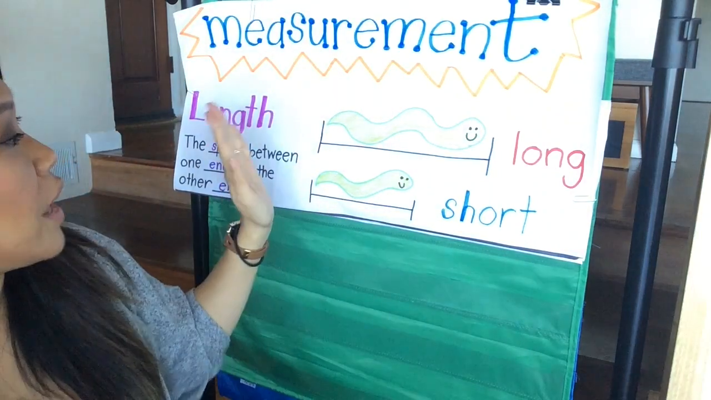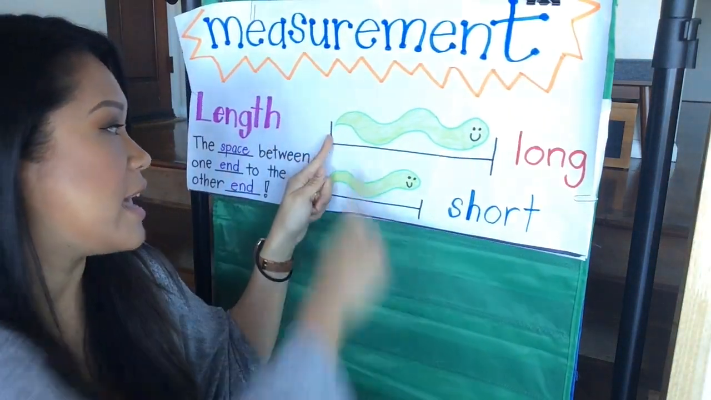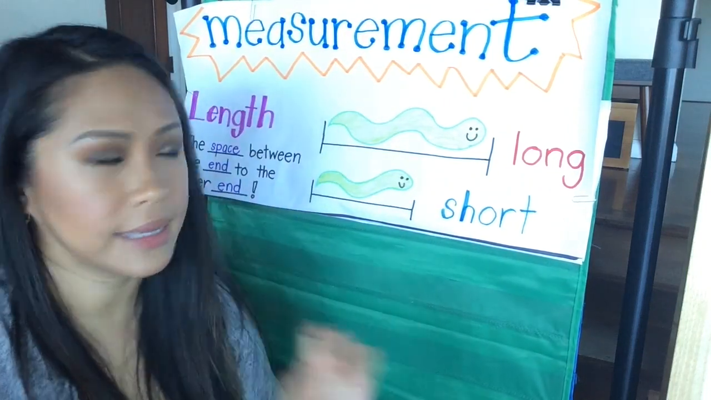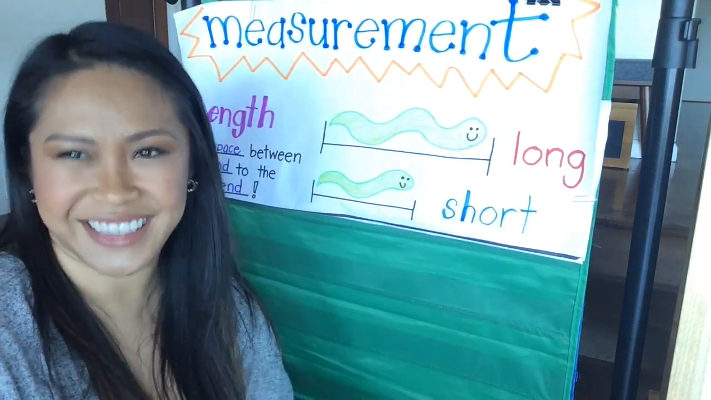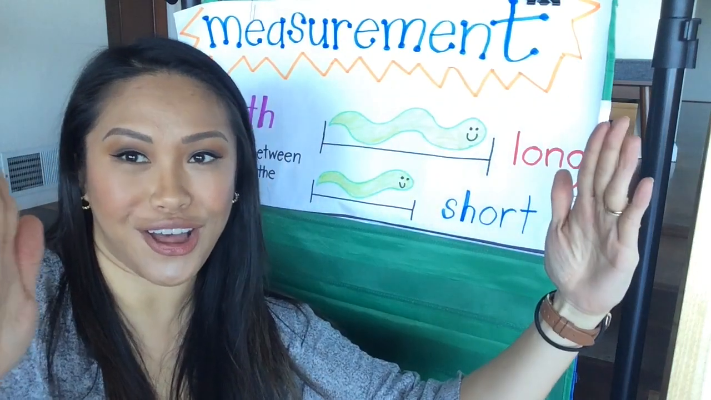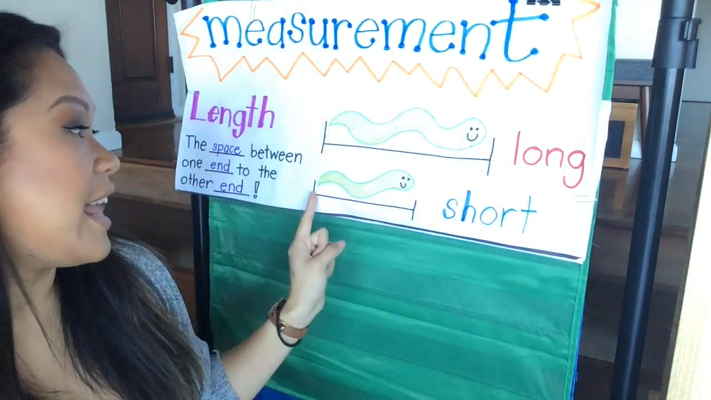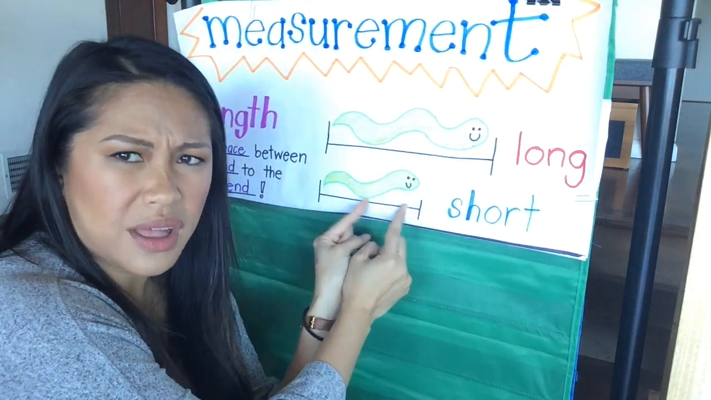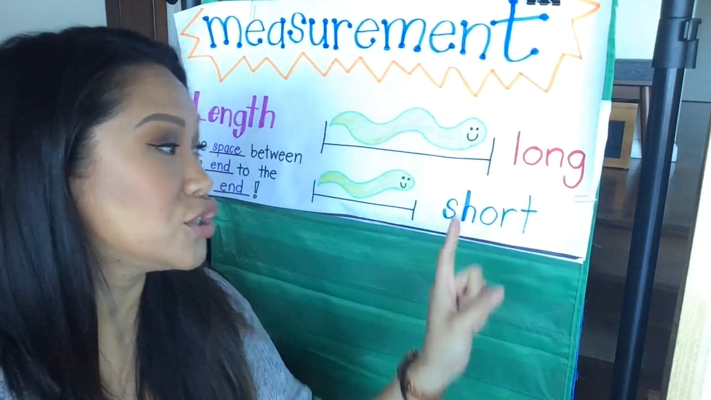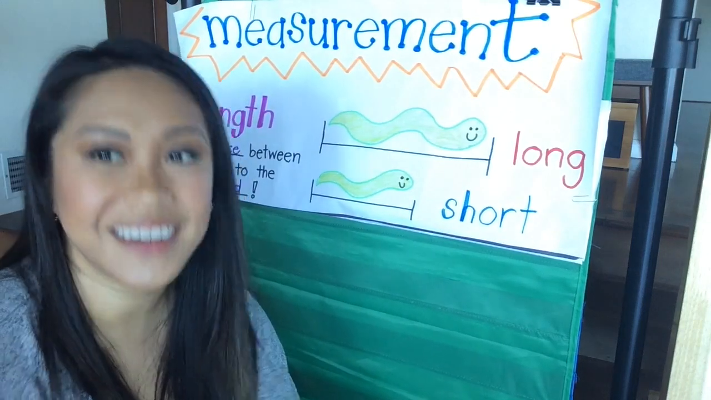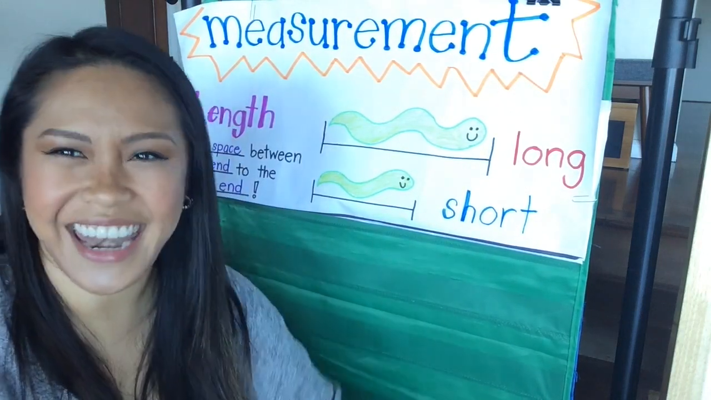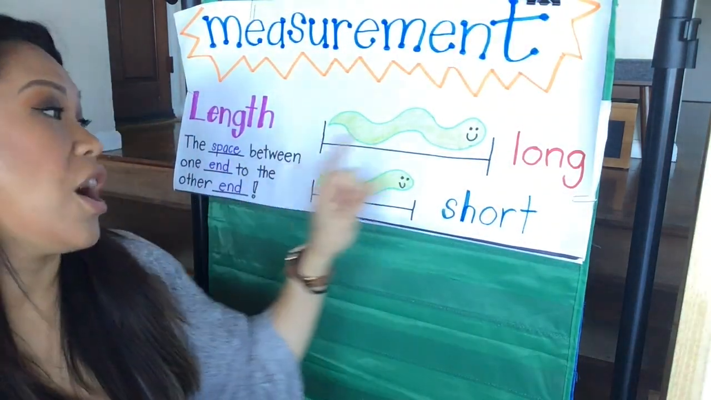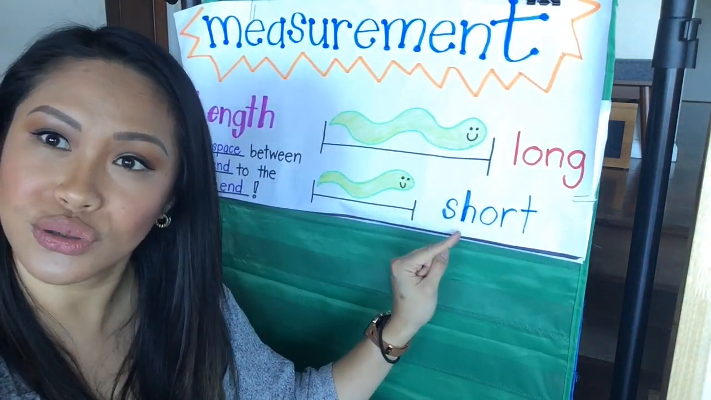And we learned that when we measure from one end to the other end, if the space is really big, then it's called long. Can you say long? Long. Awesome. And if you measure it from one end to the other end and it's a smaller space, that's called short. Can everyone say short? Short. Nice. So the two words we're going to be using for length are long and short.